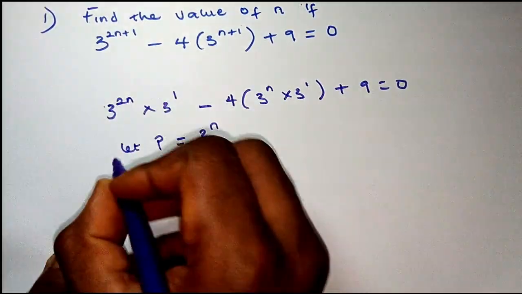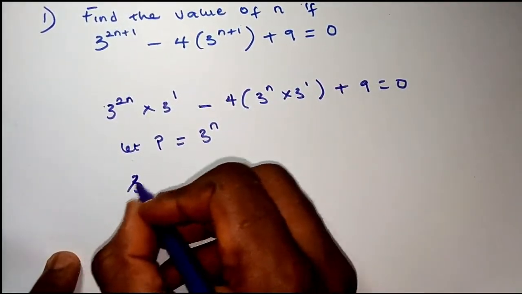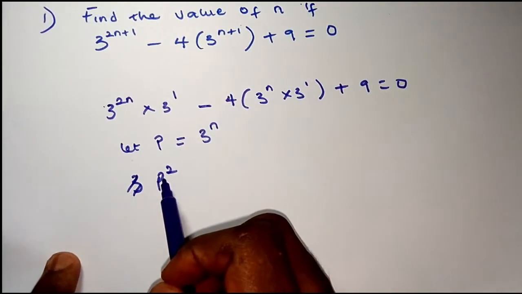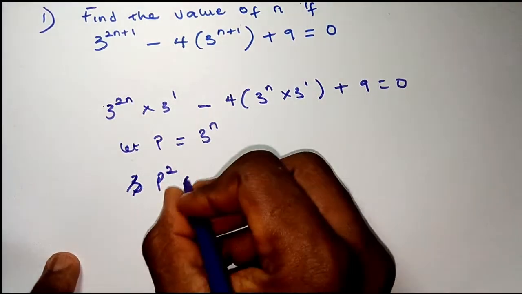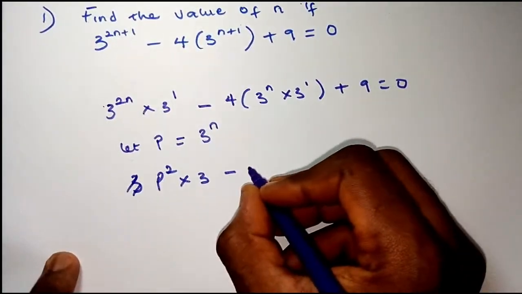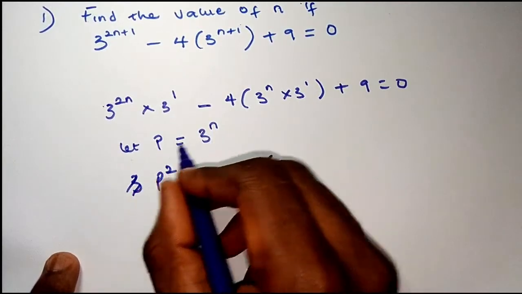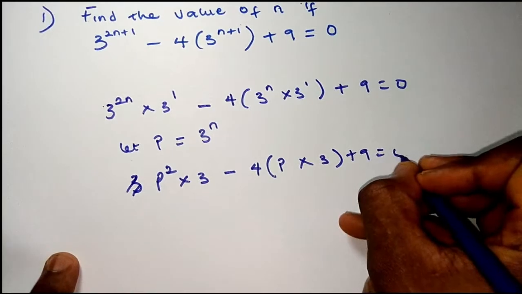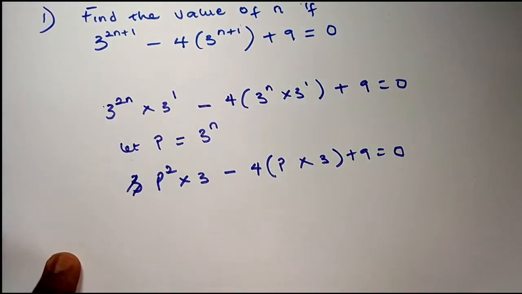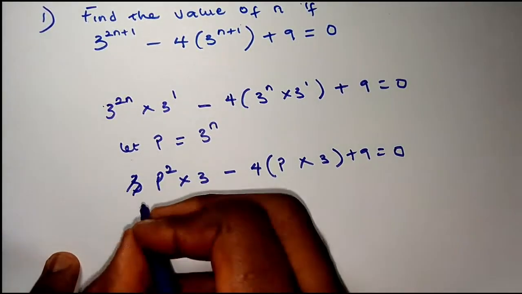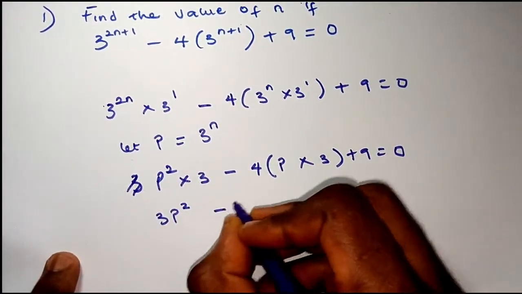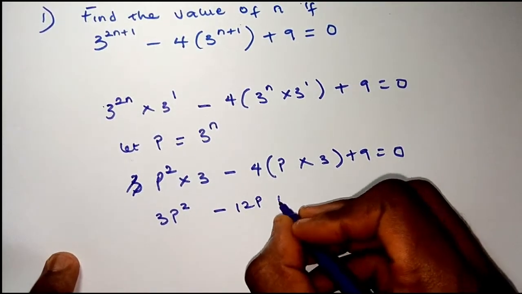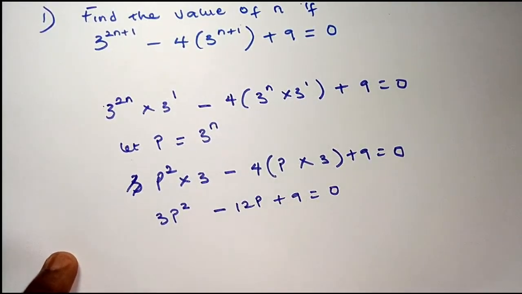We'll have p squared, because we have 3 raised to the power 2n here, so it will become p squared. Then we'll have times 3 minus 4, and anywhere we have 3 raised to the power n, we'll put p, so we'll have p here times 3 plus 9 equals 0. Okay, so we've gotten to this point. If we just simplify this, we'll have 3p squared minus 12p plus 9 equals 0.